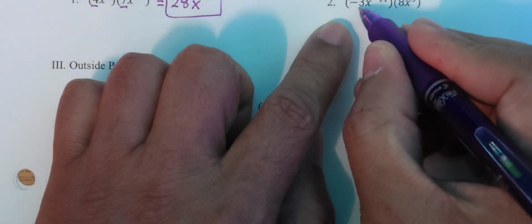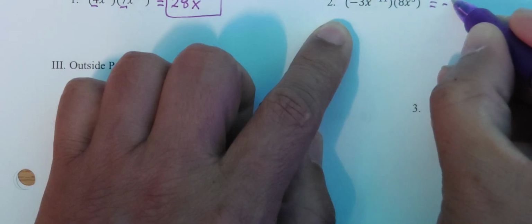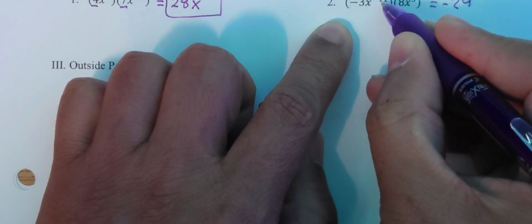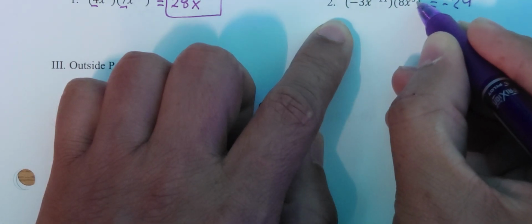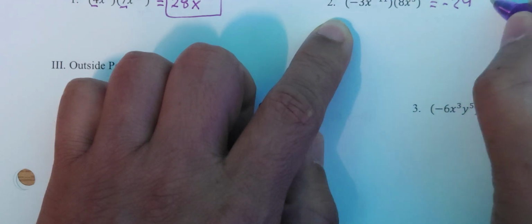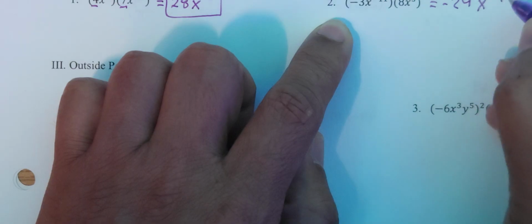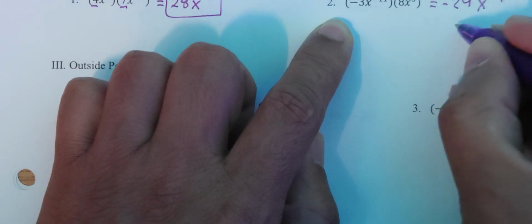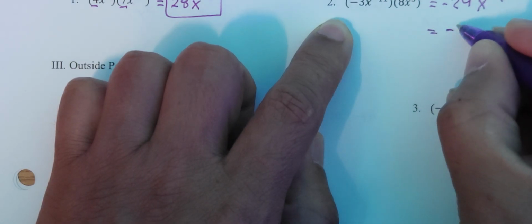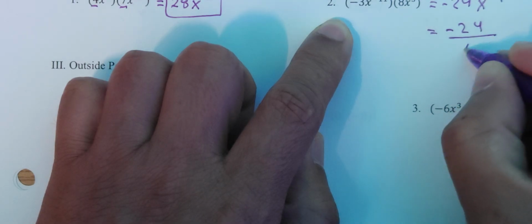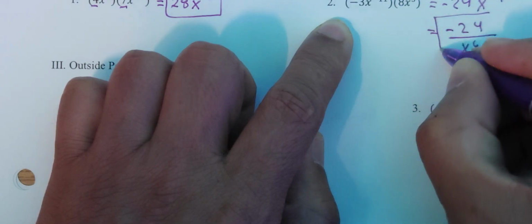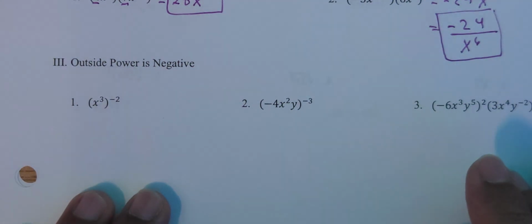Second example, negative 3 times 8, that's negative 24. The 11th power minus the 5th power, that's x to the negative 6th power. Since the power is negative, I should write it down. So x to the negative 6. Since this power is negative, we need to bring that to the denominator. So then this becomes negative 24 over x to the 6th. Then now we're done with this problem.